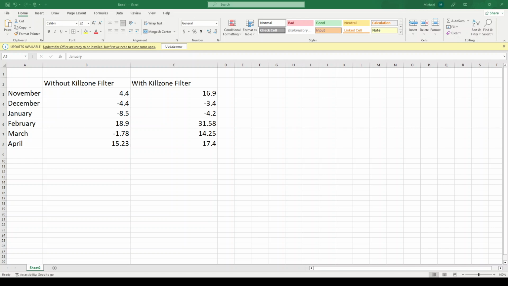So you can see the difference in the result just by disabling the Q zone filter. November was profitable, 16.9% return in November. December had a negative drawdown of 3.4%. January had a negative drawdown of 4.2%, and February had a win of 31% return. March 14.2% return. April 17% return. So that's the result of the backtest.